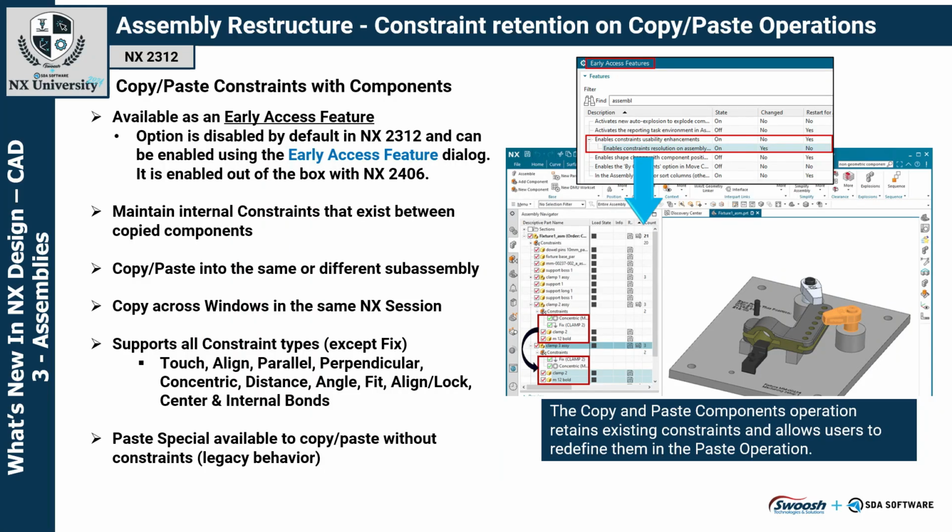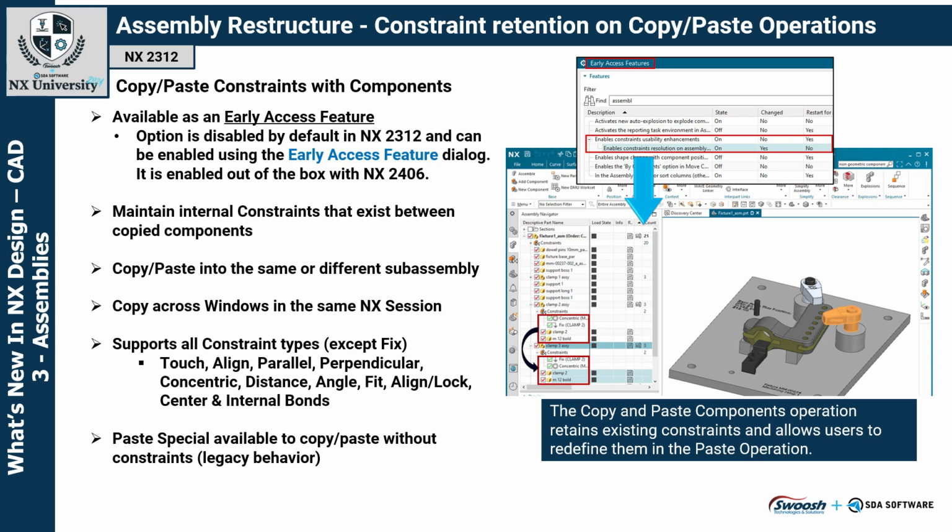Assembly restructure, constraint retention on copy paste operations will be the first item we look at here. These enhancements were introduced in NX 2312. The copy paste constraint with components capability is available as an early access feature, so this does have to be enabled inside the program. The option can be found in the early access features. It is disabled by default in NX 2312 and can be enabled using the early access feature dialog. It is enabled out of the box, however, with NX 2406.